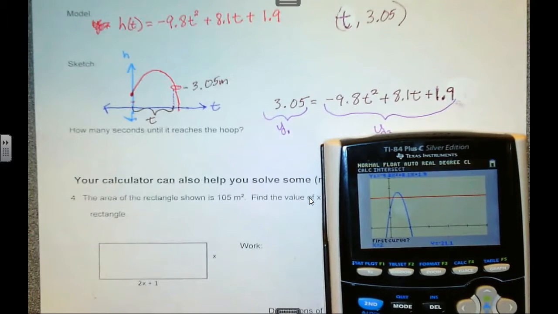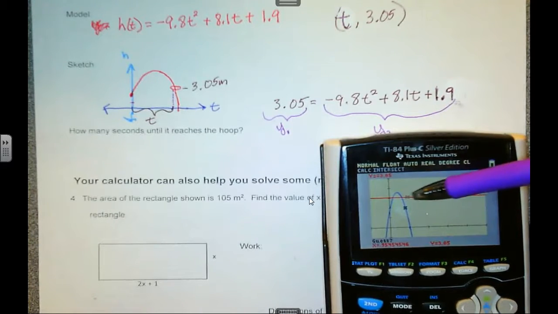And then it's asking me for my first curve. Let's see where my cursor is. It's asking me, is this the first curve? I'm going to hit yes, so I'm going to hit enter. Now I'm on the line. Is this my second curve? I'm going to hit enter. And then it's going to ask me, do you want me to guess where that point is? And I'm going to hit enter again. And it gives me the point.